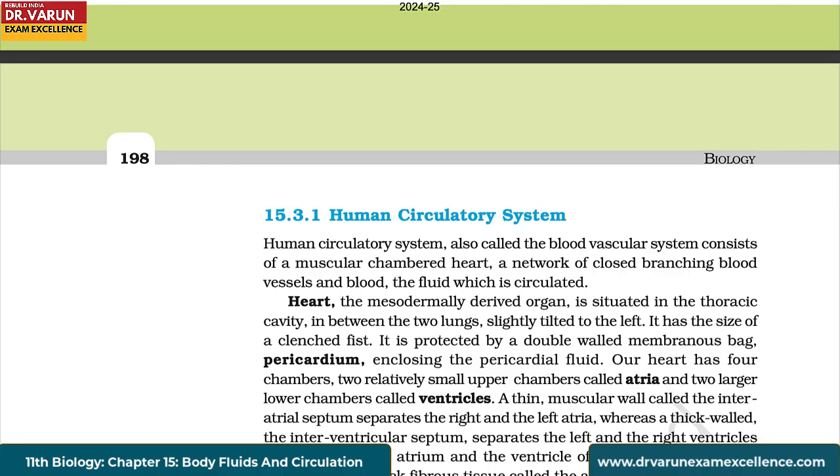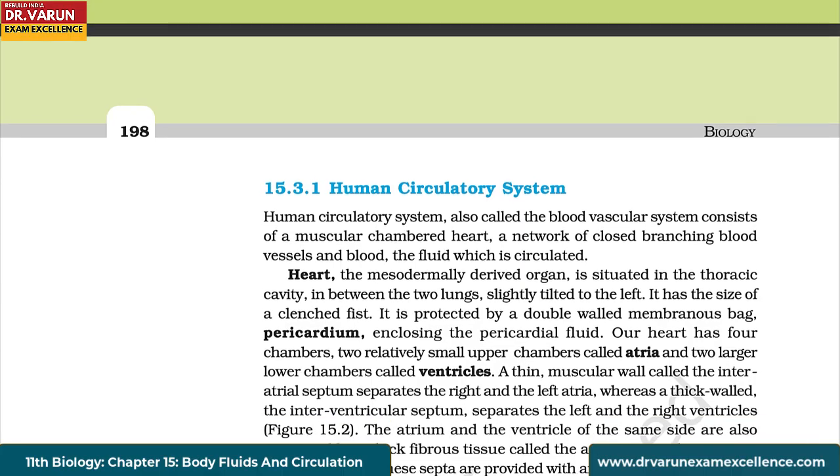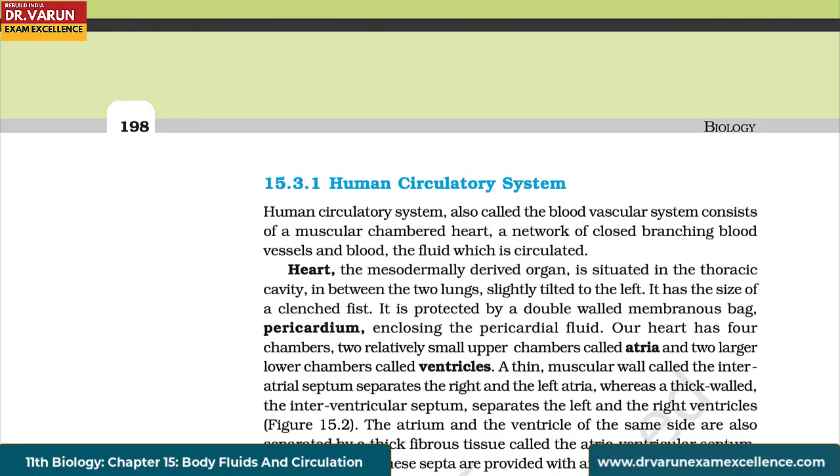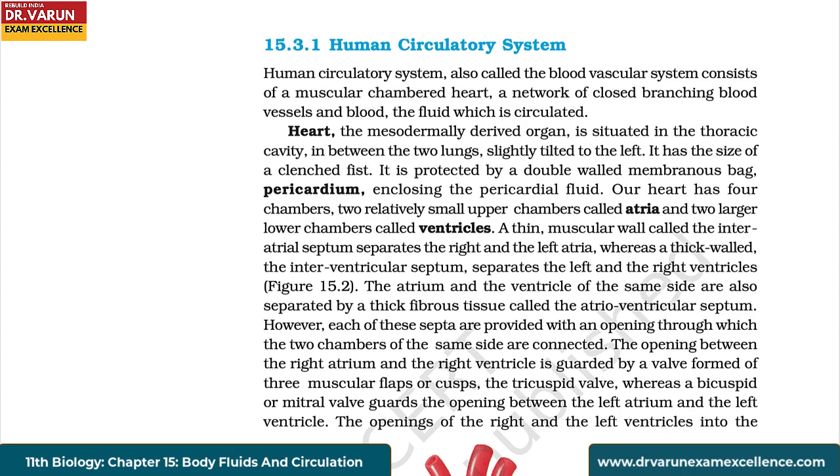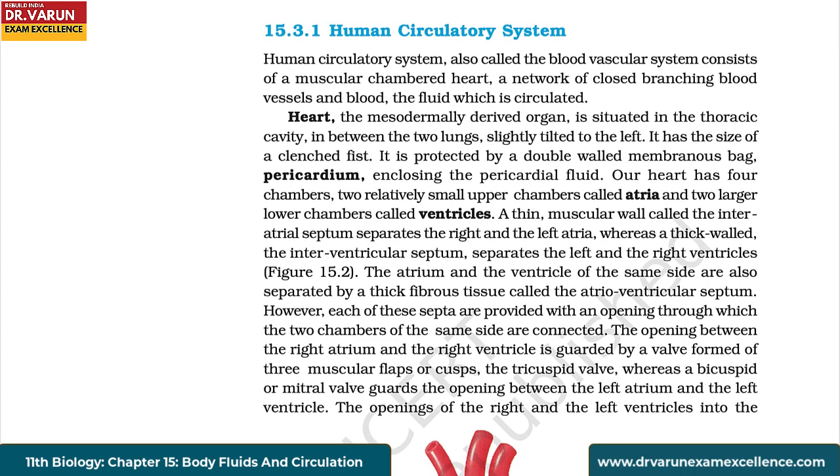Human circulatory system. The human circulatory system, also called the blood vascular system, consists of a muscular chambered heart, a network of closed branching blood vessels, and blood, the fluid which is circulated. The heart, a mesodermally derived organ, is situated in the thoracic cavity in between the two lungs, slightly tilted to the left. It has the size of a clenched fist. It is protected by a double-walled membranous bag, the pericardium, enclosing the pericardial fluid.